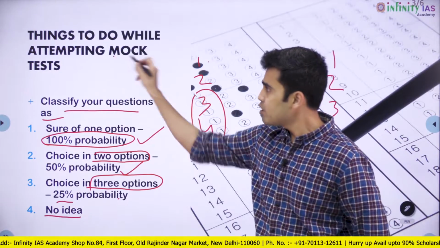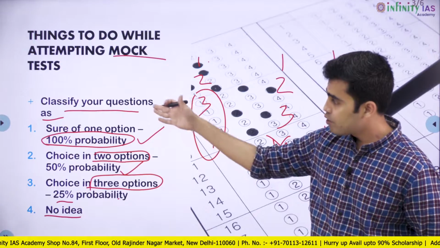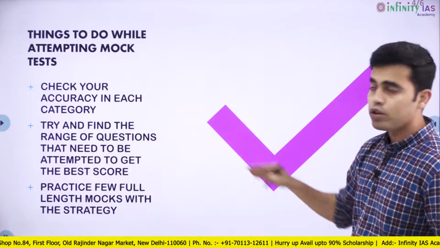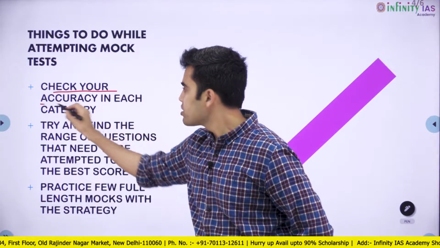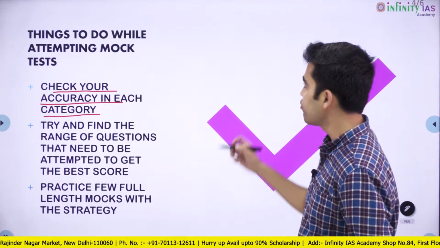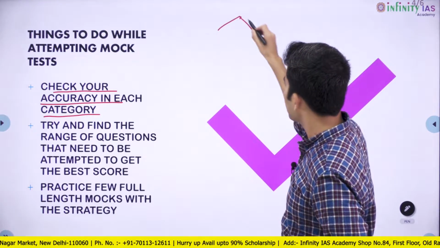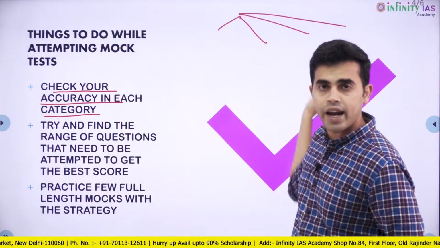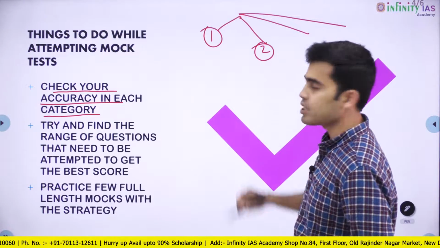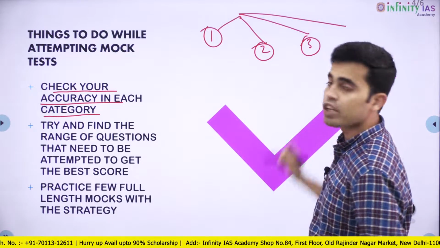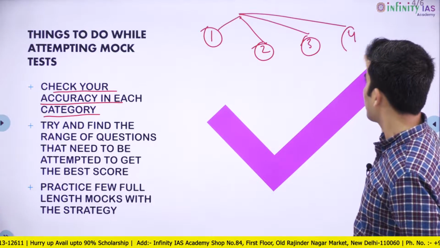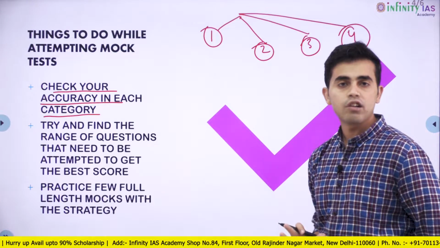So when we are attempting the mock tests, we need to classify the questions into these 4 categories. And then what we need to do is check your accuracy in each category. When you are attempting mock tests itself, write down how many questions you have attempted in each of the 4 categories. The first category, 100% sure. Next one, 50% sure. Next category, 25%, as in we have 3 options left. And then the 4th category, no idea about the question at all.